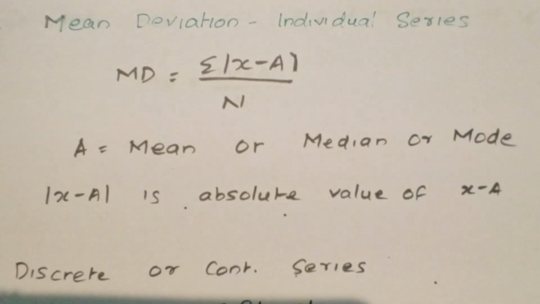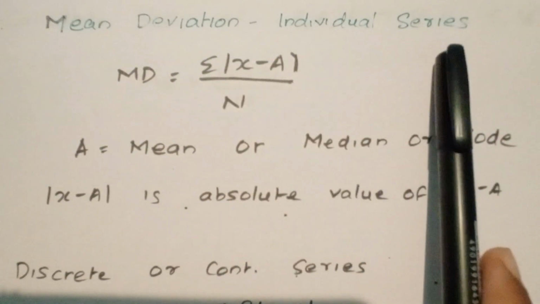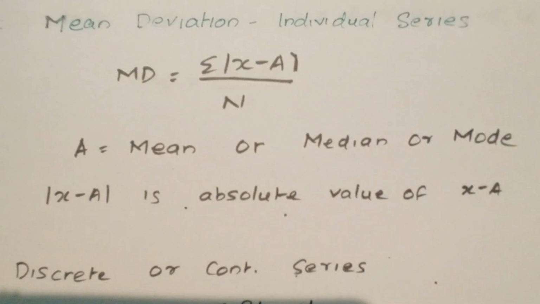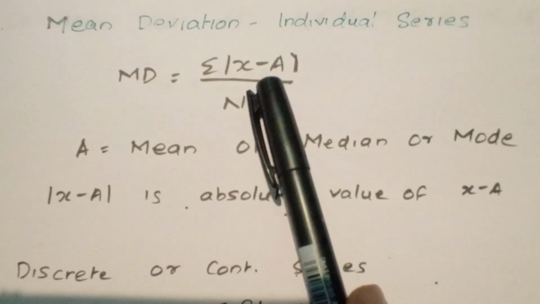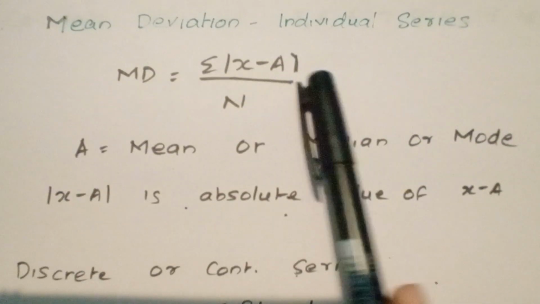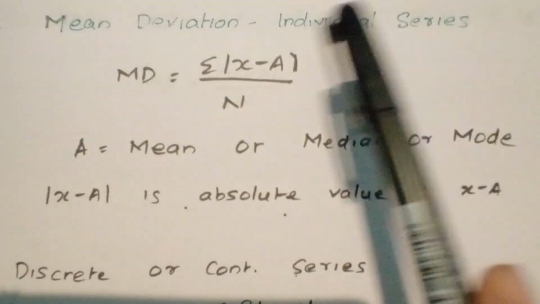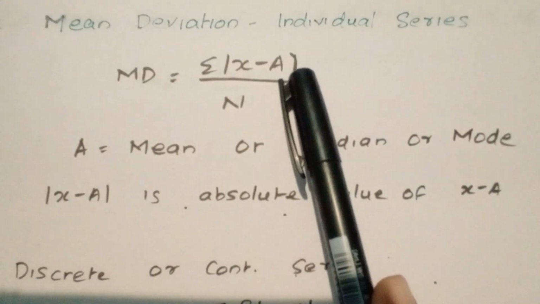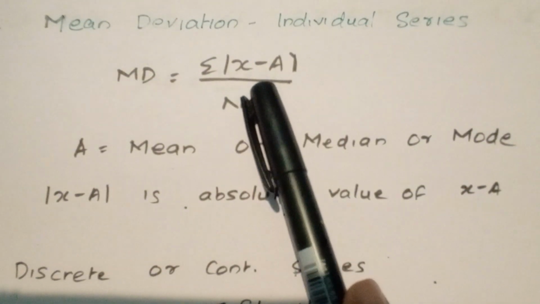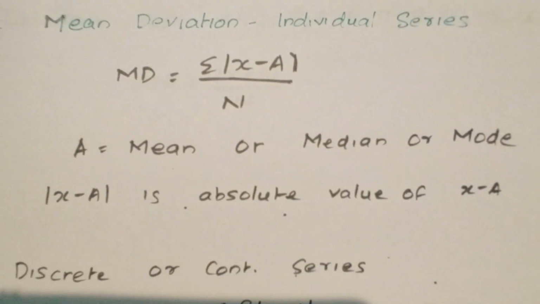Okay. So today we'll discuss the formulas for mean deviation. For mean deviation, individual series, you have the formula: mean deviation equals summation of absolute value of x minus a, whole divided by n. Now absolute value means, whenever we put these two symbols, we are ignoring the negative signs. If a value comes as minus 5, we take the value only as 5. We are ignoring the negative sign. Please keep that in mind while solving the problems.